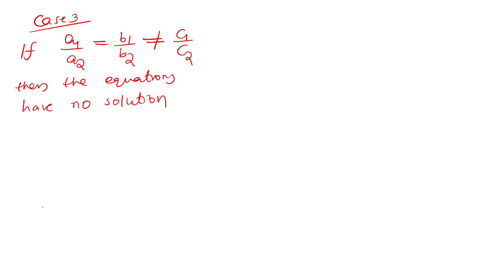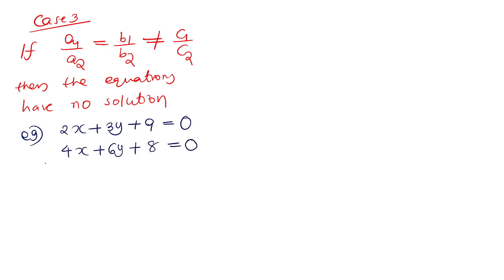For example, listen, I will give you an example. 2x plus 3y plus 9 equal to 0. 4x plus 6y plus 8 equal to 0. I want to find the nature of solution. Can we solve it? If yes, how many solutions? Like that, okay? No need to spend time on substitution method. Only the nature of solution is our question.